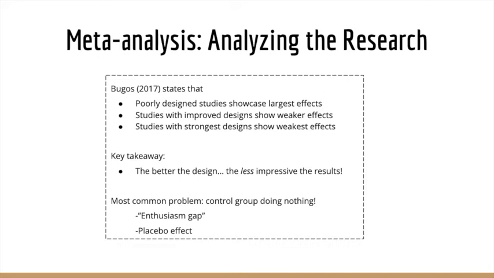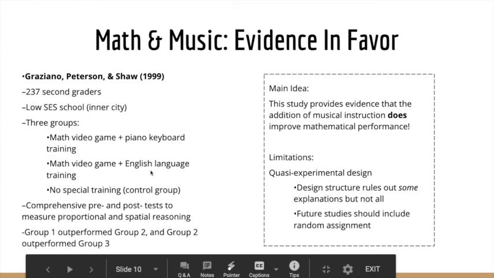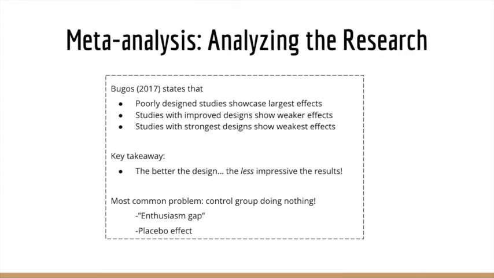The most common problem they found was that the control group was doing nothing. Well, take a look back here. Our control group was doing nothing in this experiment. And that can cause two problems. One could be an enthusiasm gap, right? Maybe students are bored and the lack of enthusiasm is causing negative results to ensue. And then there's also a placebo effect. We also have very clear expectations of what we expect, and teachers and students may inadvertently change their behavior based on those implicit expectations.